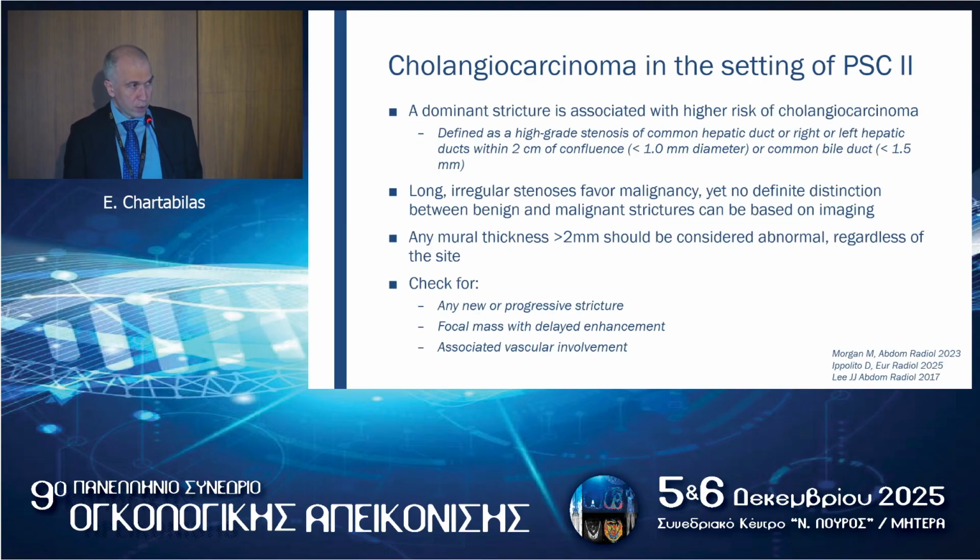Look for dominant strictures. A dominant stricture is one that causes stenosis of the common hepatic duct or around the confluence of less than 1 millimeter, or if it is the common bile duct, less than 1.5 millimeters. There's a new definition which incorporates more clinical and biochemical data. However, as radiologists, we should look for this stenosis. And any mural thickness which is more than 2 millimeters should be considered abnormal, regardless of the site. Also, again, I repeat, irregular stenosis favors malignancy, but there is no definite distinction from benign lesions. You should check for any new or progressive lesions, focal mass with delayed enhancement, and associated vascular involvement.